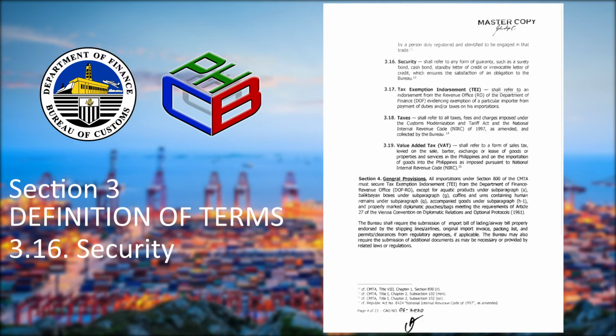3.16. Security shall refer to any form of guarantee, such as a surety bond, cash bond, standby letter of credit or irrevocable letter of credit, which ensures the satisfaction of an obligation to the Bureau.